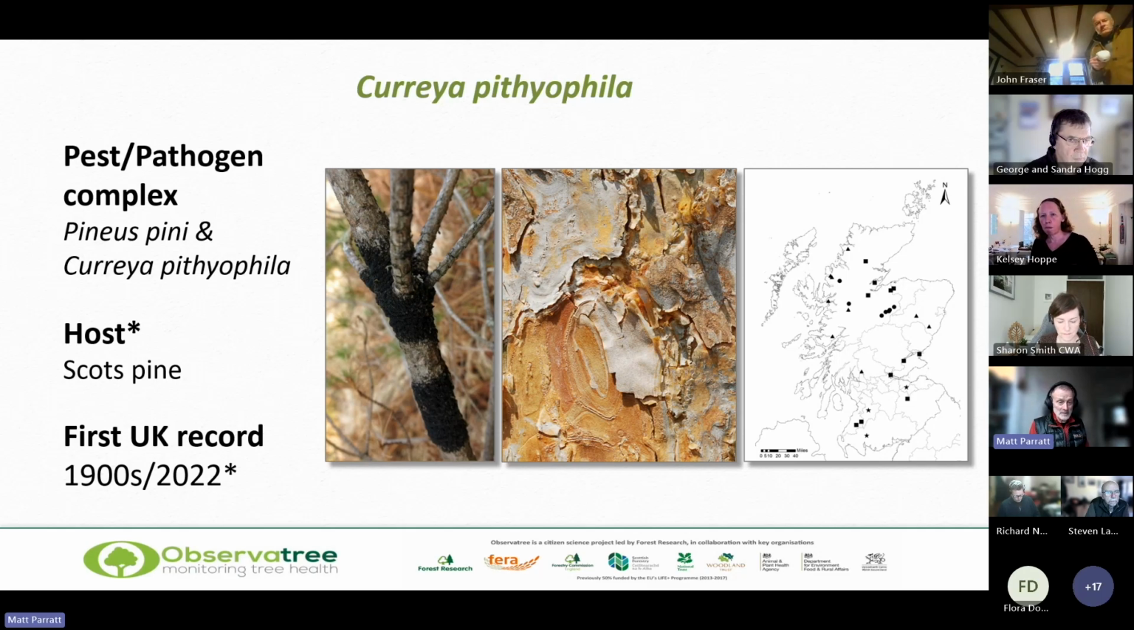It was first reported in the literature in around the 1900s, and then things went kind of quiet until 2022, when it started to appear on Scots pine and started to cause a few concerns. The map on the right hand side shows where it's been confirmed. I think it's going to be too small for you to see the differences, but it's been found in Caledonian pinewood, in native woodland plantings, and in commercial plantations. So it's not terribly choosy where it goes. Basically, if it's got Scots pine, it could pop up there, and it would be really useful for us to know where else it is in those gaps in between.